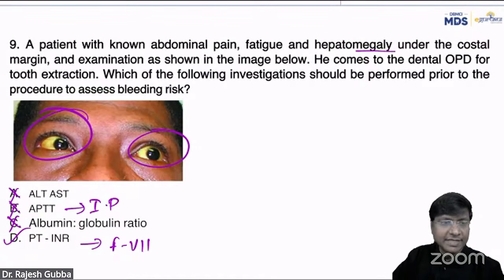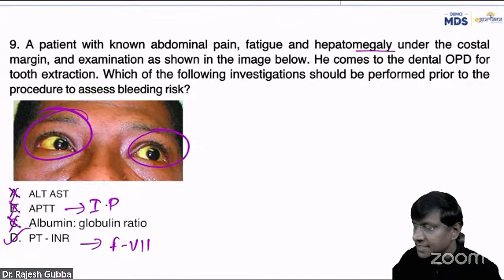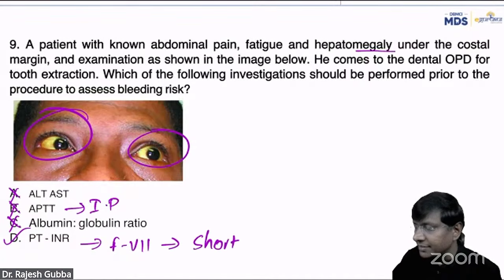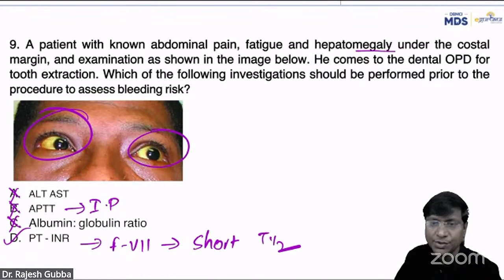Right. So the one which is telling you about the bleeding risk is what? That is the factor 7. And not only that, factor 7 also has a short half-life. So the one which will tell you about the acute bleeding risk is your PT as well as INR. It is not your APTT. Done? Next.